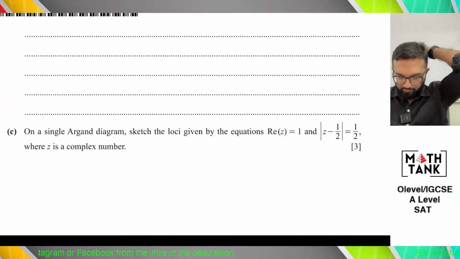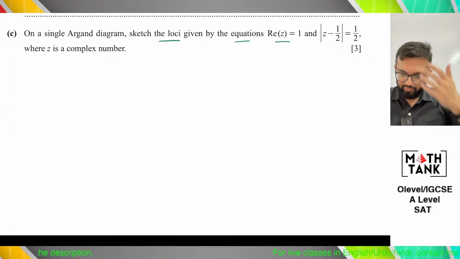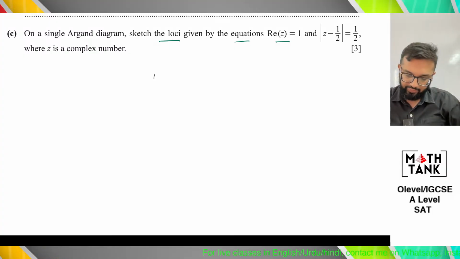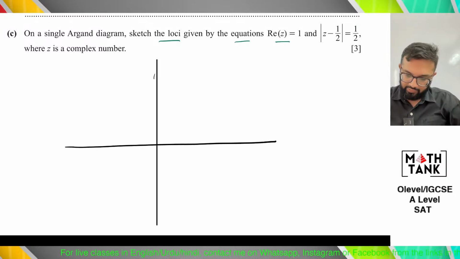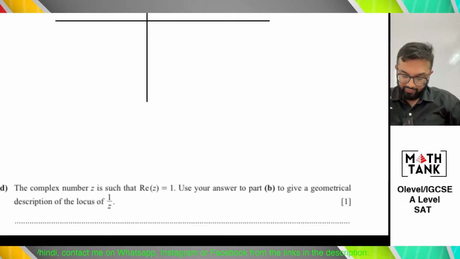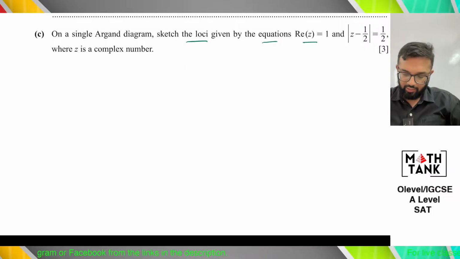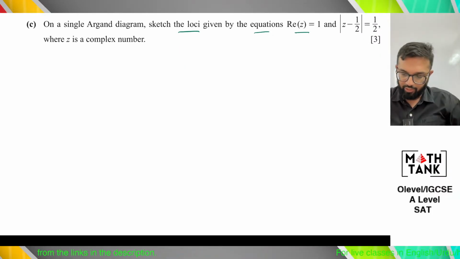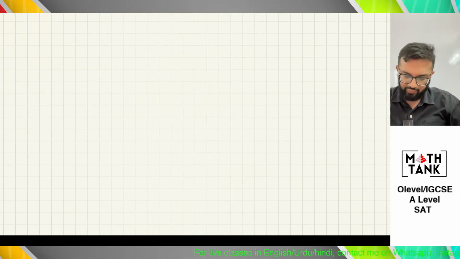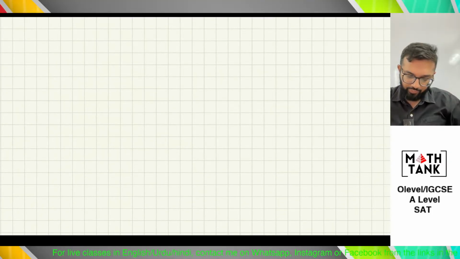Okay. Then sketch on an Argand diagram the loci given by the equations real value of z equals 1 and modulus of z minus half equals half, where z is a complex number. So what I'm going to do is, because I don't have a ruler and a compass on this, I am going to use a grid space. You can't use that on the exam, but just to show you what the exact solutions are, I need to do this. I want to draw the real value of z equals 1.